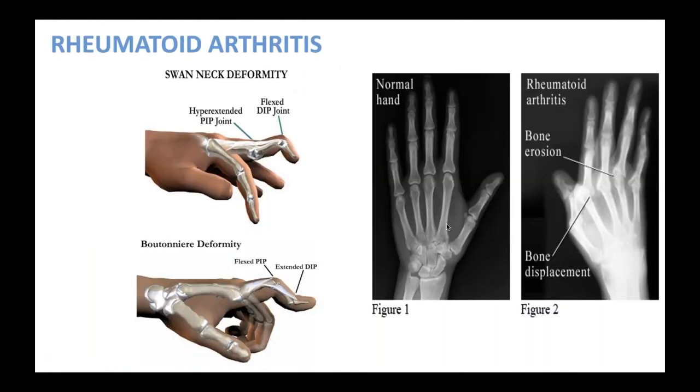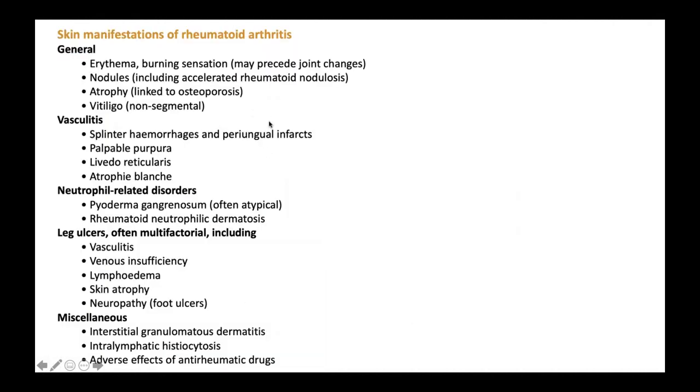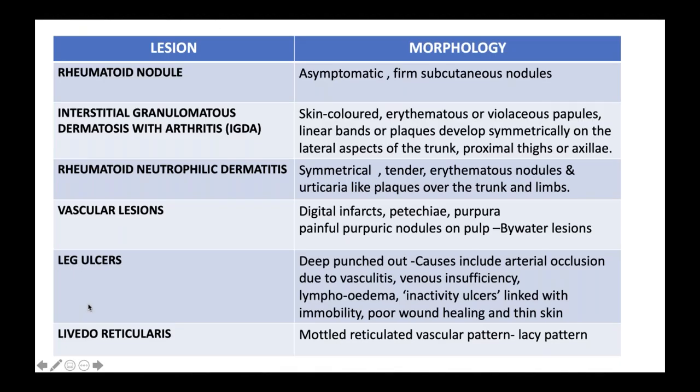Next, we come to disorders of the articular system and their cutaneous manifestations. In rheumatoid arthritis, we all know there can be swan neck deformity or the Boutonniere's deformity. Then there are several skin manifestations, and so you can have general manifestations which can be due to vasculitis because of neutrophil related disorders, leg ulcers, and certain miscellaneous ones. We'll just be looking at the important ones.